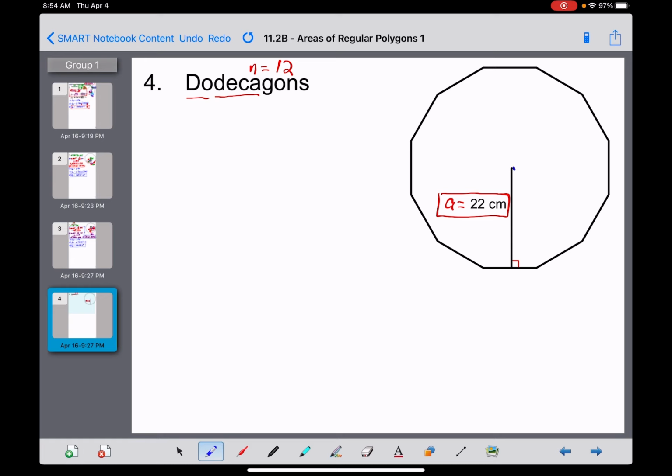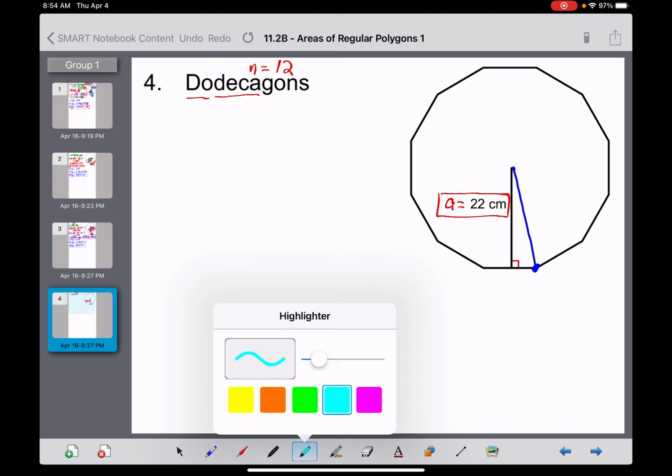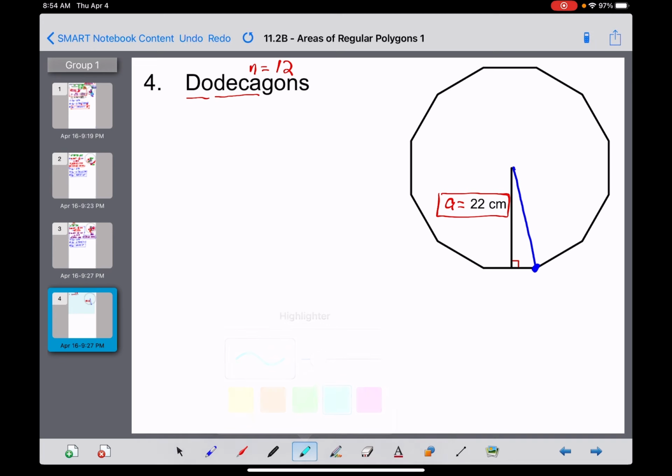But the radius has not been drawn yet, so I'm going to draw that one right there, and that gives me this really skinny right triangle right here. All right, so I kind of moved away from highlighting those in the last couple examples, sorry. So if I highlight that, okay, that's the triangle that we're dealing with right now. Now this is the radius, but we really don't need it. What we need is to find x.